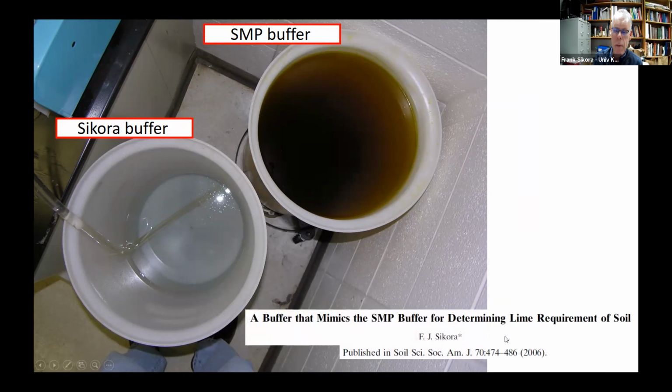The publication on creating the Sikora buffer is shown here, if anybody wanted a reference to that.